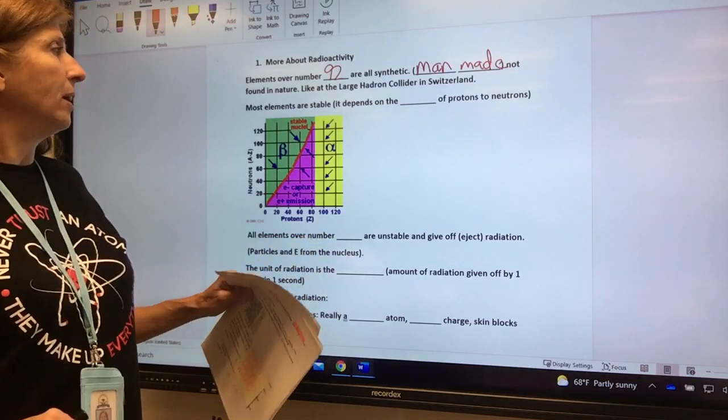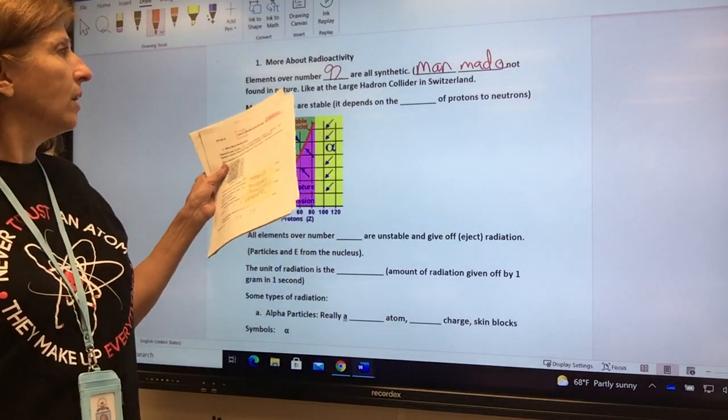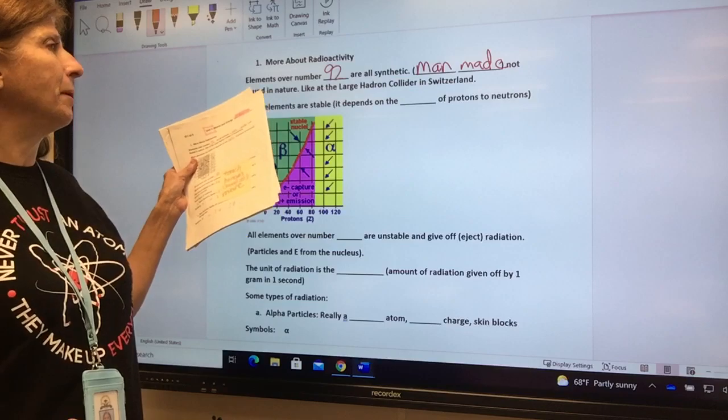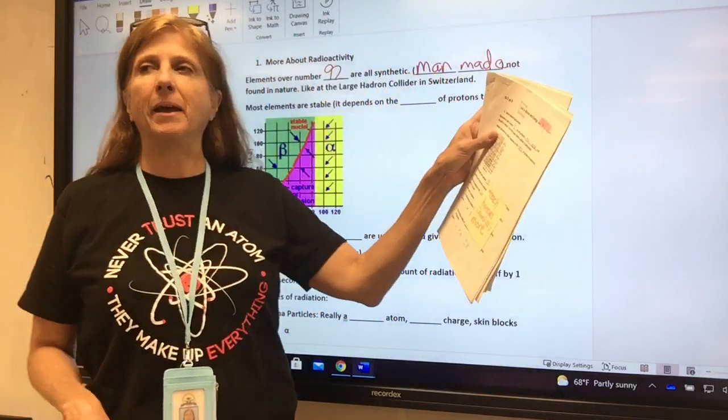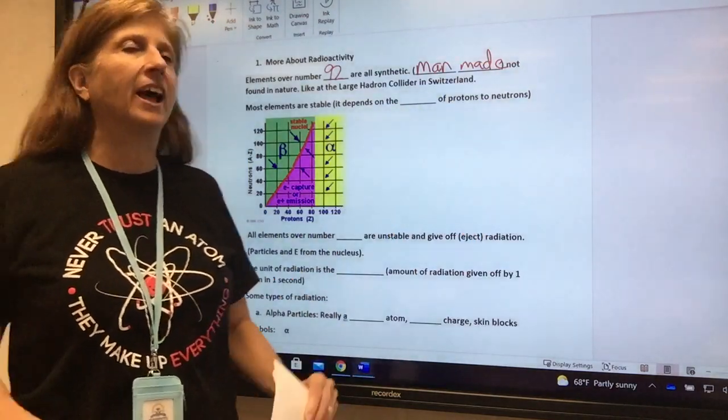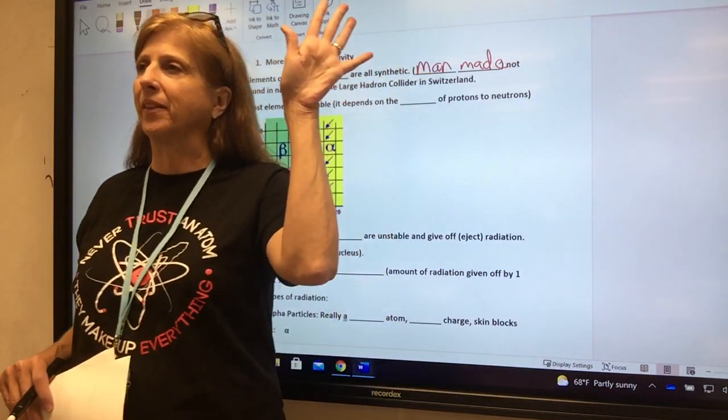Okay. Now most elements are stable. They're man-made, not found in nature. And one of the places where they make them now is the Large Hadron Collider in Switzerland. Do y'all know about this?